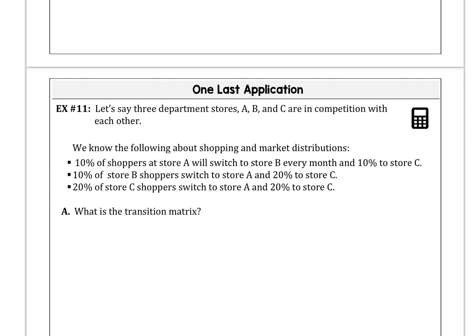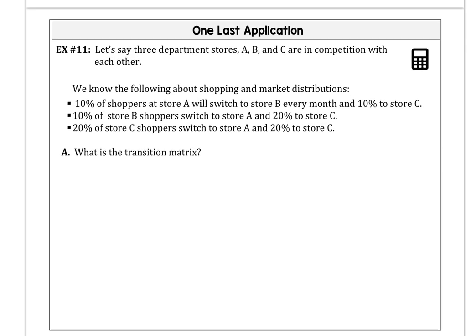Example 11. Let's say that 3 department stores, A, B, and C, are in competition with each other. And we know the following about shopping and market distributions. We have 10% of shoppers at store A will switch to store B every month, and 10% to store C. So let's start off with writing that transition matrix as we go along.